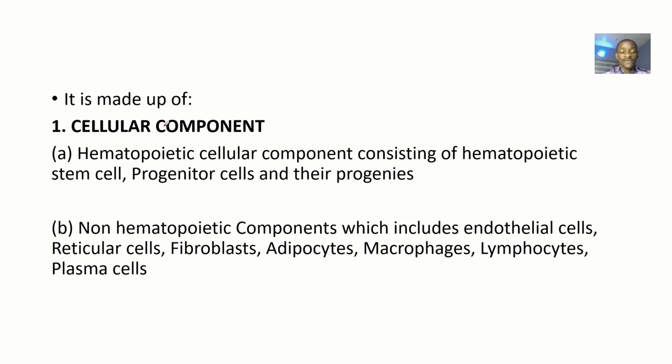All right. So for the cellular components, the hematopoietic cellular components consist of hematopoietic stem cells and progenitor cells, like all those myeloid, erythroid, name them. And their progenies. Progenies means all those basophils, neutrophils, eosinophils, erythrocytes that will be formed later on. All of them form the hematopoietic cellular component. Now there's the non-hematopoietic component. That means these ones are cellular components, but they are not of blood origin. Do you understand?